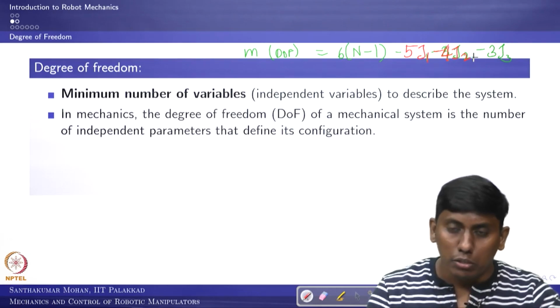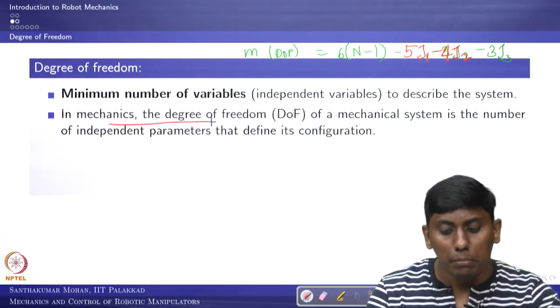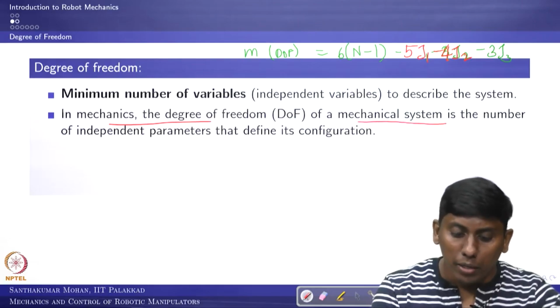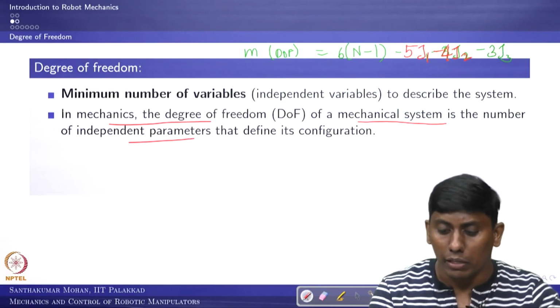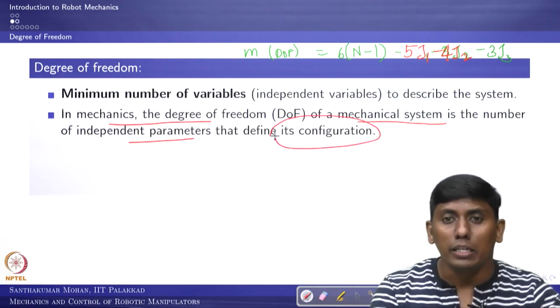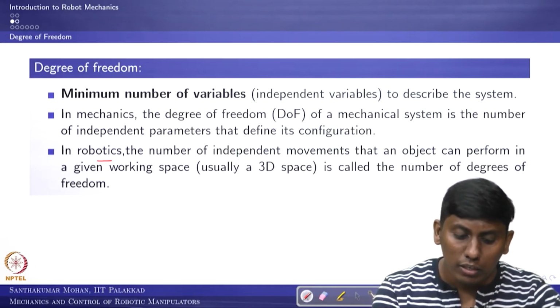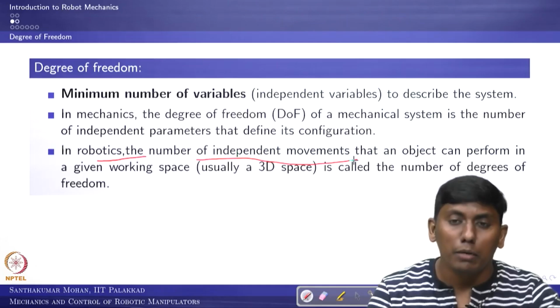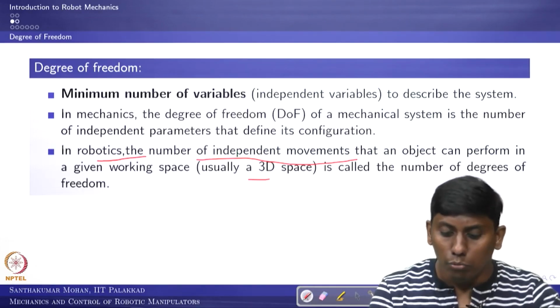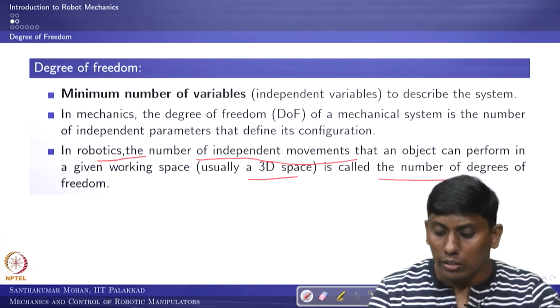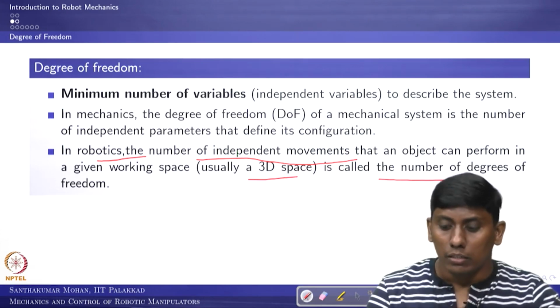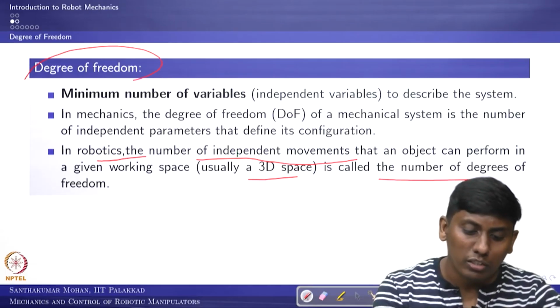I hope you would have studied this equation in your mechanics, but right now what mechanics says is that the degree of freedom of a mechanical system is the number of independent parameters that define its configuration. Configuration means how the bodies are arranged relative to one another. That is what you call the degree of freedom. Now in that connection, in robotics it is the number of independent movements that an object can perform in a given workspace, usually a 3D workspace. That is called the number of degrees of freedom. So now you are clear what degree of freedom is.